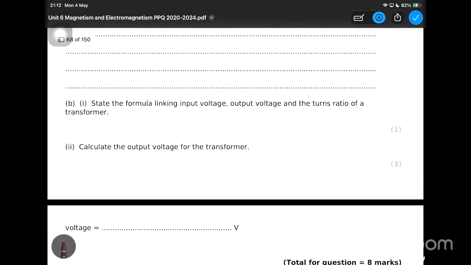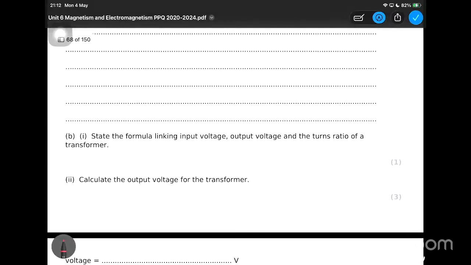State the formula linking input voltage, output voltage, and the turns ratio. You can just write the equation: Vs over Vp is equal to Ns over Np. The order doesn't matter. Just remember that the voltage is directly proportional to the number of turns. It doesn't matter whether you have the Vp value or the Vs value as the denominator. This is the equation.